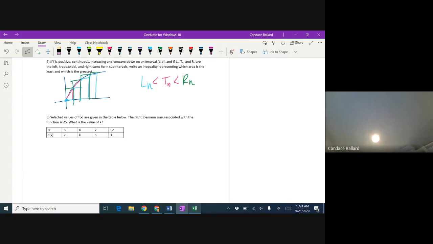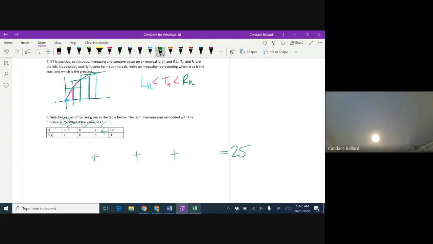Okay? All right. So number 5, selected values of f of x are given in the table below. The right Riemann sum associated with the function is 25. What is the value of k? All right, very good AP question. They gave us the sum, so I have to figure out the k by doing the algebra to back up my k. If I'm coming at it from the right, it looks like I've got 1, 2, 3 subintervals, so I'm going to set up for 3. When I get my answer, it's going to be equal to 25 because they told us that here. I'm coming at it from the right side.